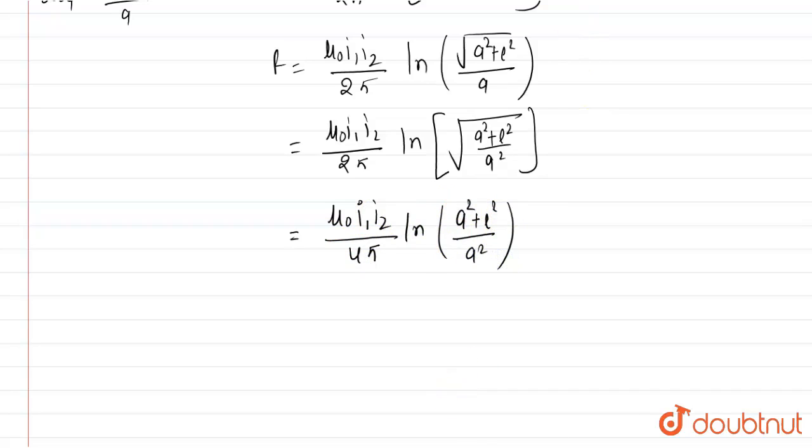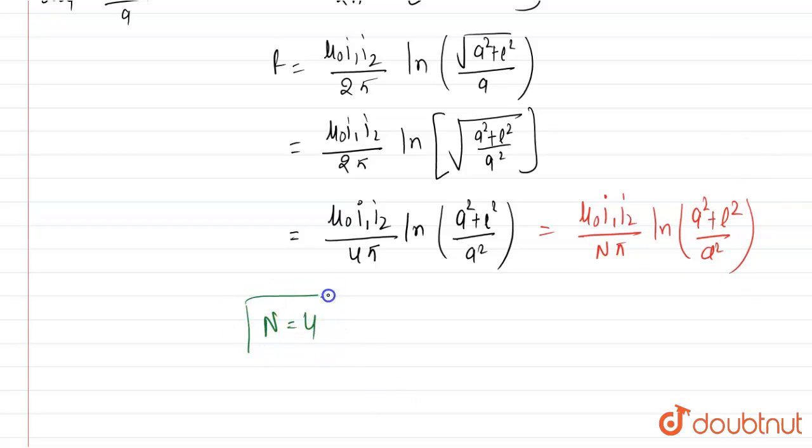According to the question, the magnitude of force is given as mu naught I1 I2 upon n pi ln (a square plus L square) upon a square. By comparing that relation, we find the value of n is equal to 4. So our final answer is 4.